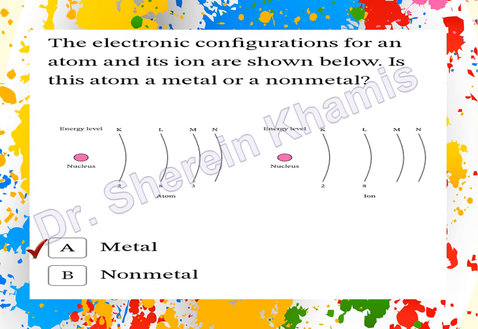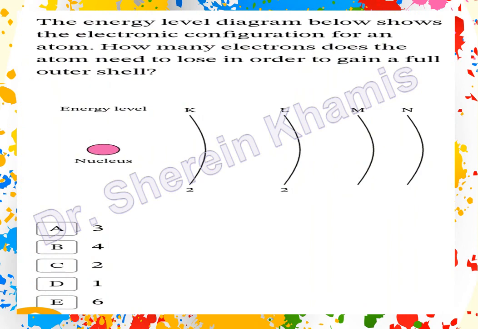Okay, we are going to the last question of the group of questions of today, question number 10. The energy level diagram below shows the electronic configuration for an atom. How many electrons does the atom need to lose in order to gain a full outer shell? We have 2 in the K level and 2 in the L level.